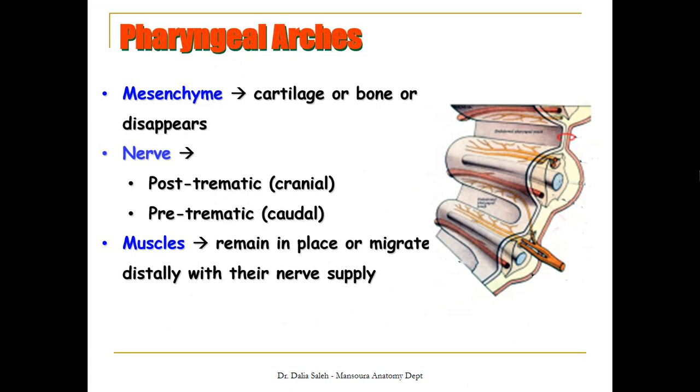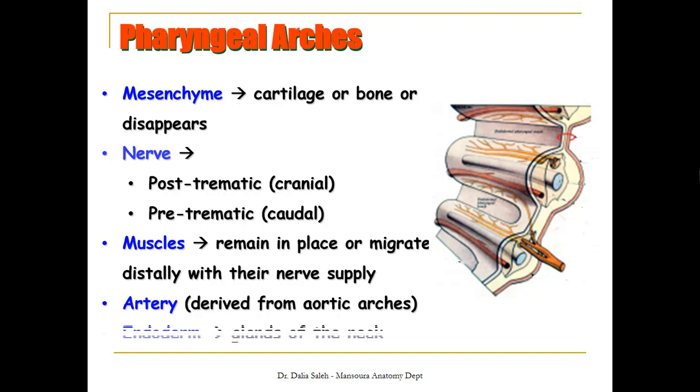Each arch also gives us a muscular component, striated muscles that lie in or are derived from this pharyngeal arch, and if they migrate away from the arch, they will drag the nerve supply with them. Also, we have a vascular component, or the artery, which is derived from the aortic arches. The endodermal component of the pharyngeal arches gives us the glands of the neck.